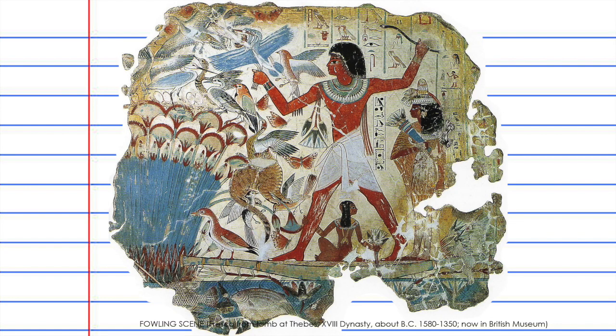Let's take a look at 2 Egyptian masterpieces. The first one is entitled Fowling Scene. This is a fresco painting. Notice how the Egyptians painted flat, forward-facing figures. Figures are all in profile and are static or without movement, as if they're frozen in space.